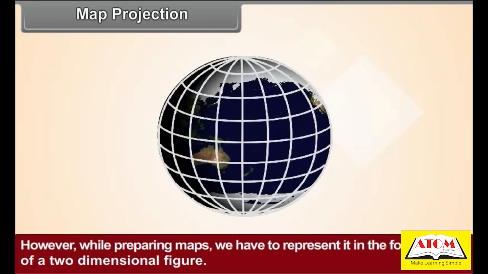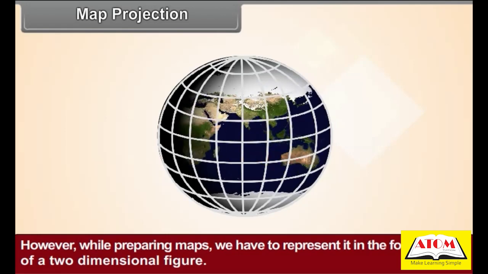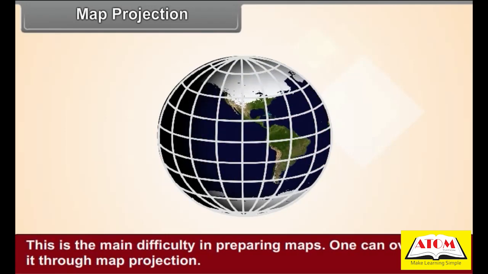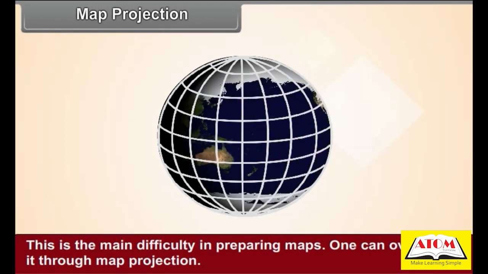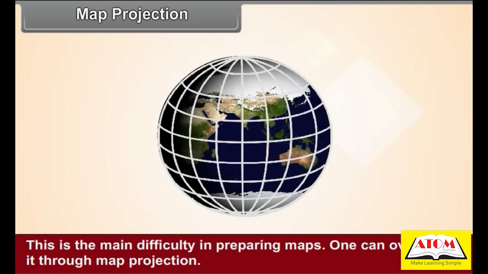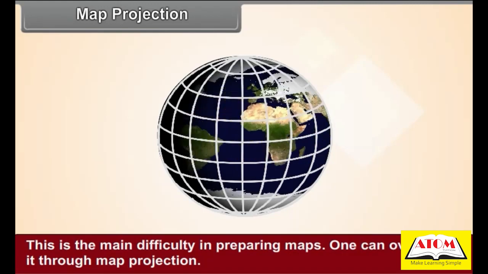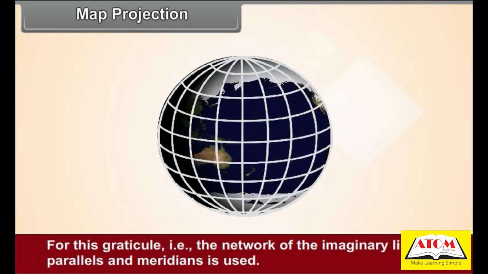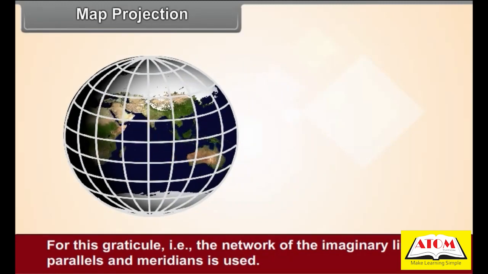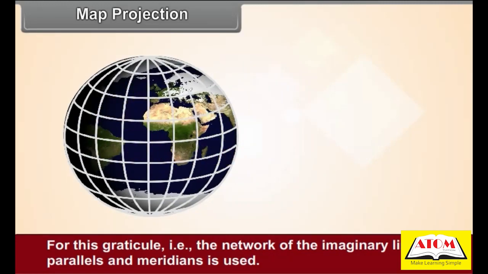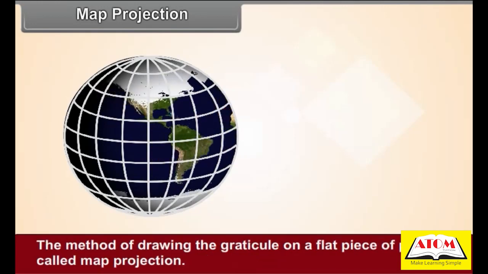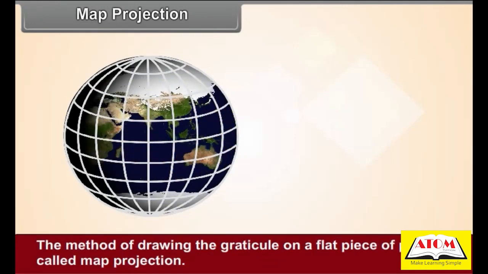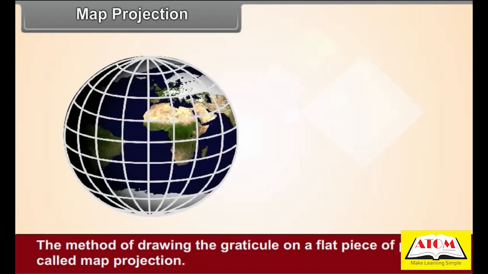However, while preparing maps, we have to represent it in the form of a two-dimensional figure. This is the main difficulty in preparing maps. One can overcome it through map projection. For this, the graticule, that is, the network of the imaginary lines of parallels and meridians, is used. The method of drawing the graticule on a flat piece of paper is called map projection.